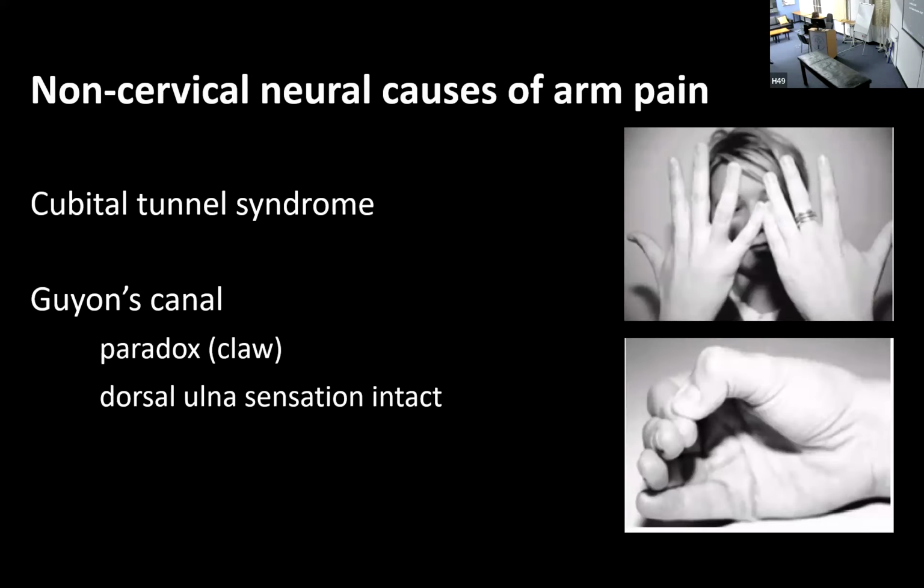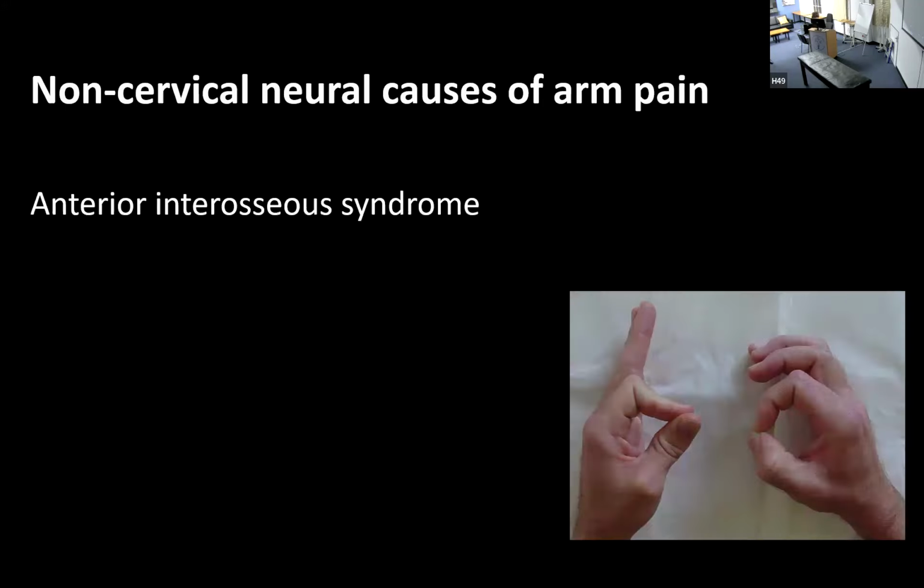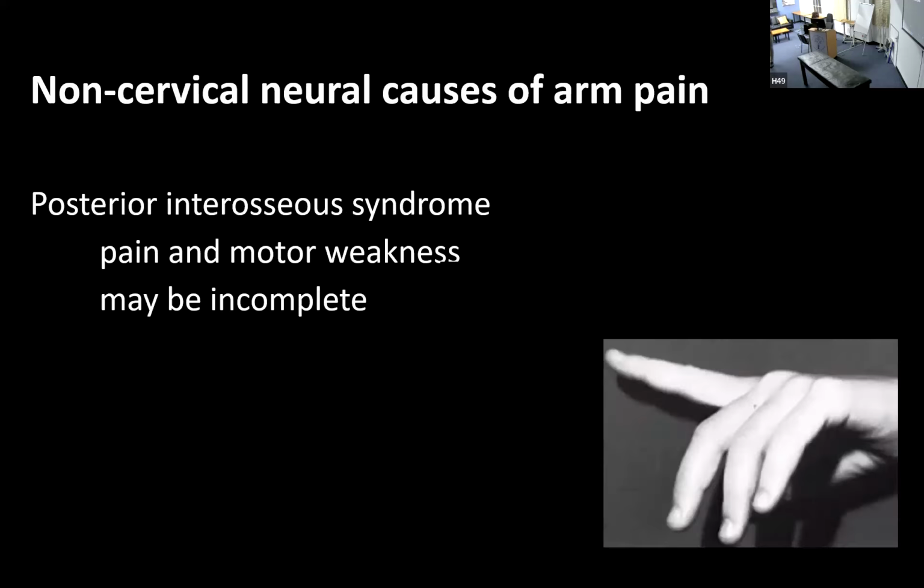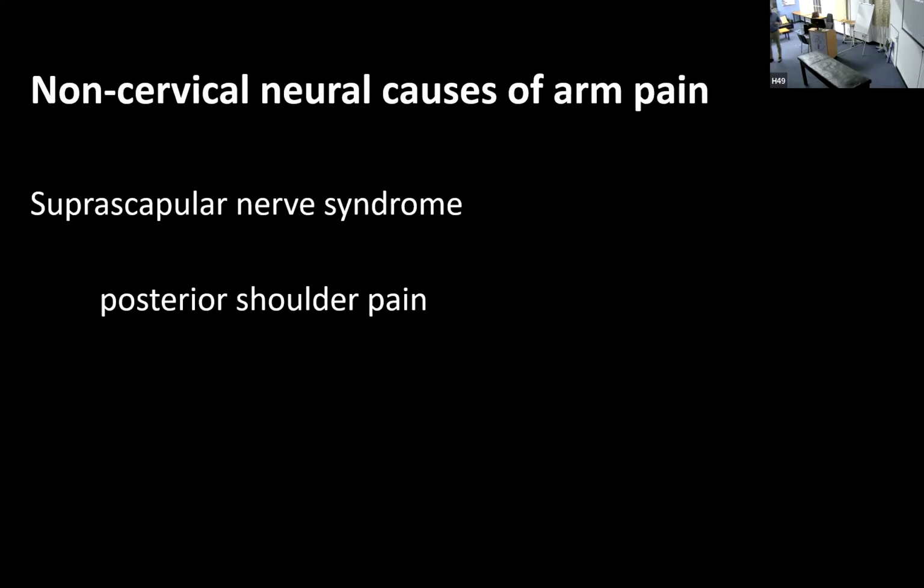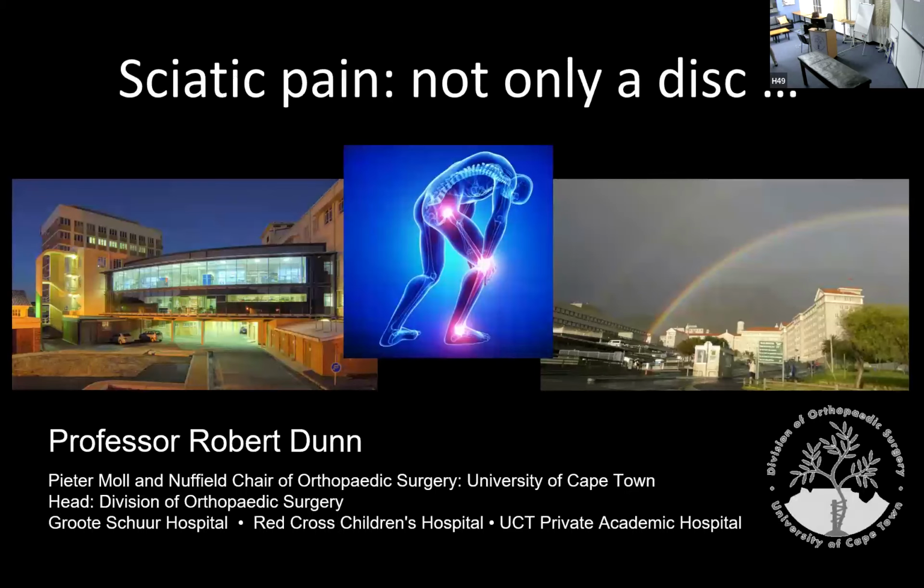And then there's all these other things. Everywhere you've got a nerve going through a tunnel, it can be compressed. Guyon's tunnel, cubital tunnel for your ulnar nerve, carpal tunnel we know, and then there are others that are quite rare, thank God: pronator teres, radial tunnel syndrome, anterior interosseous. So just think, there are lots of other places the nerve can be pinched other than in the neck. I'm not going to go through all of them, but there are tons. The problem is nerve conduction studies are useless, in my opinion. They're just not diagnostically conclusive. So that's the whole gamut of arm pain that you need to think about.